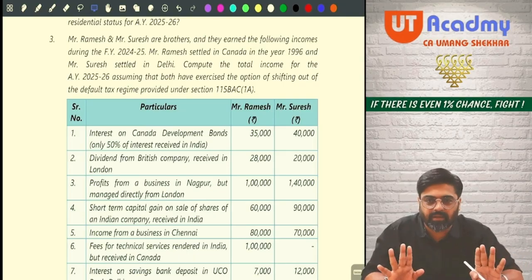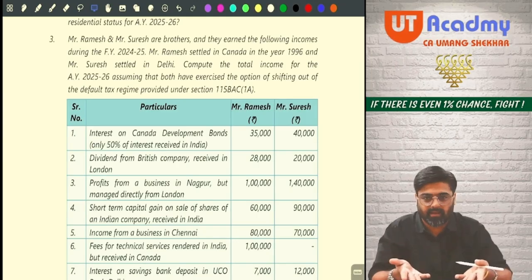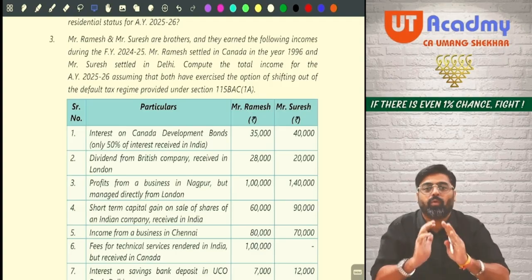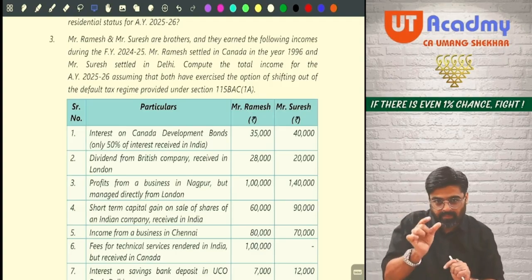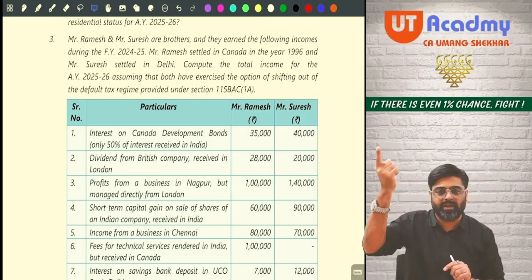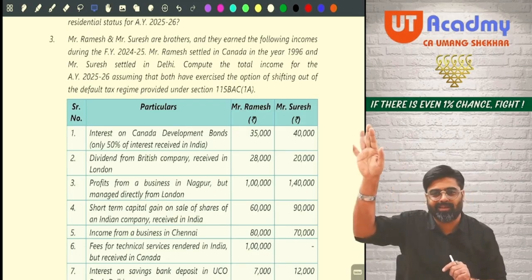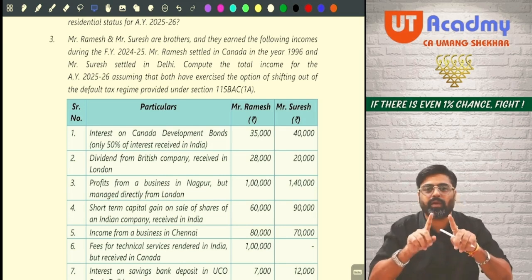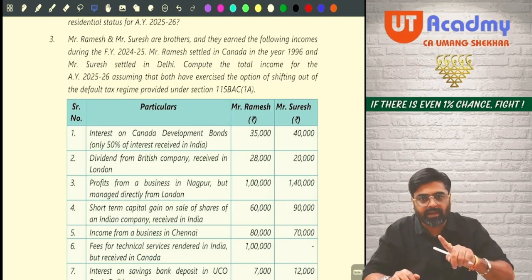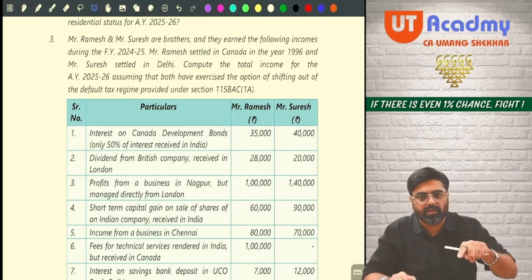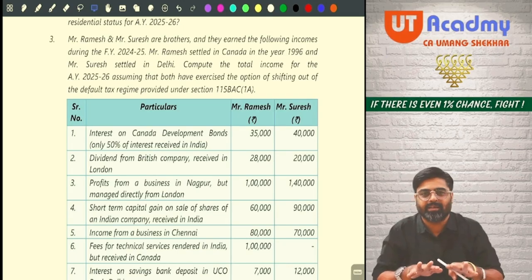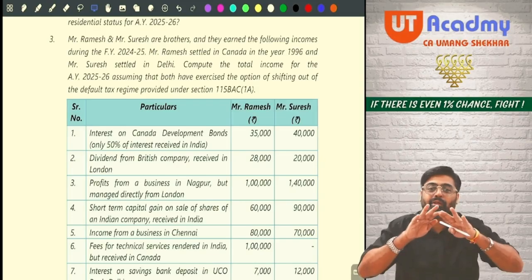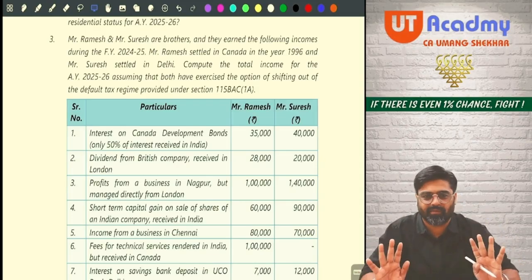If nothing is mentioned regarding their stay in India or outside India during the previous year 24-25, what we are going to assume is that Ramesh, who has settled in Canada, is still there only. He has not come for a single day to India during 24-25. And at the same time, we'll assume that Suresh, who is there in India since 1996, is there in India for the full year in 24-25.